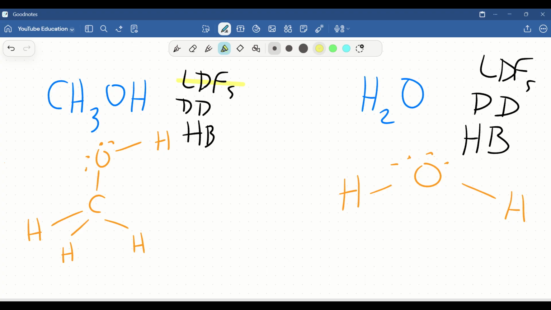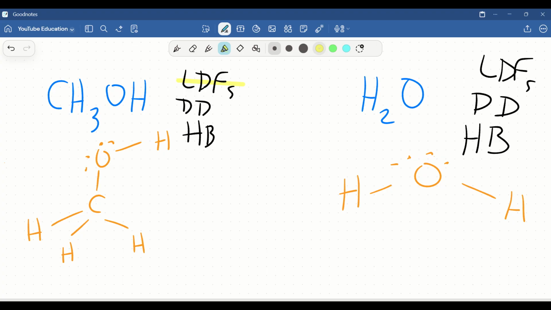So carbon is about 12, hydrogen is about 1, and oxygen is about 16. So the molar mass of methanol would be about 32 if I did the math correctly. So 12 plus 16 is 28. 28 plus 4 hydrogens, so this should be 32 grams per mole, while water is 18 grams per mole. So the London dispersions are stronger in methanol than water.